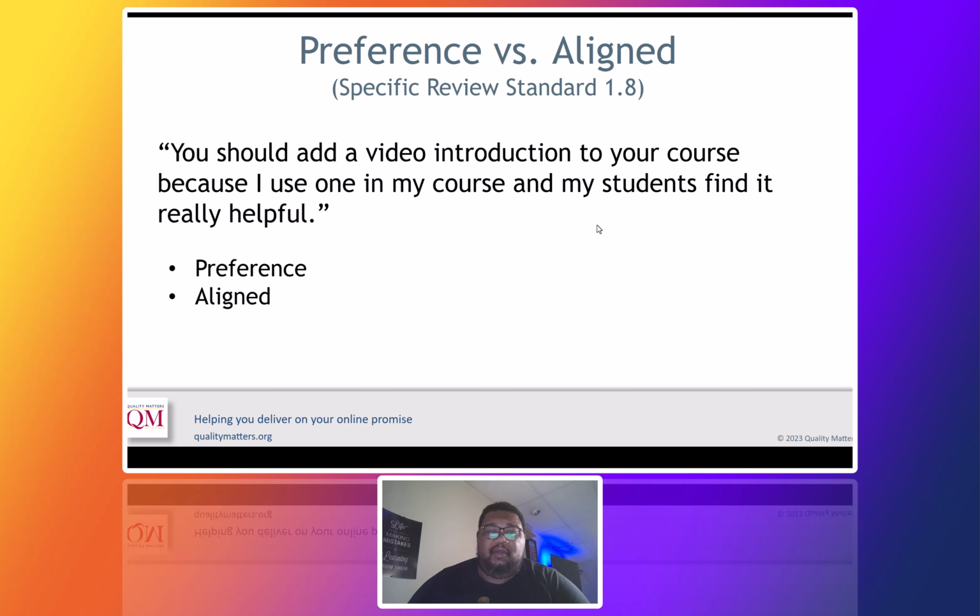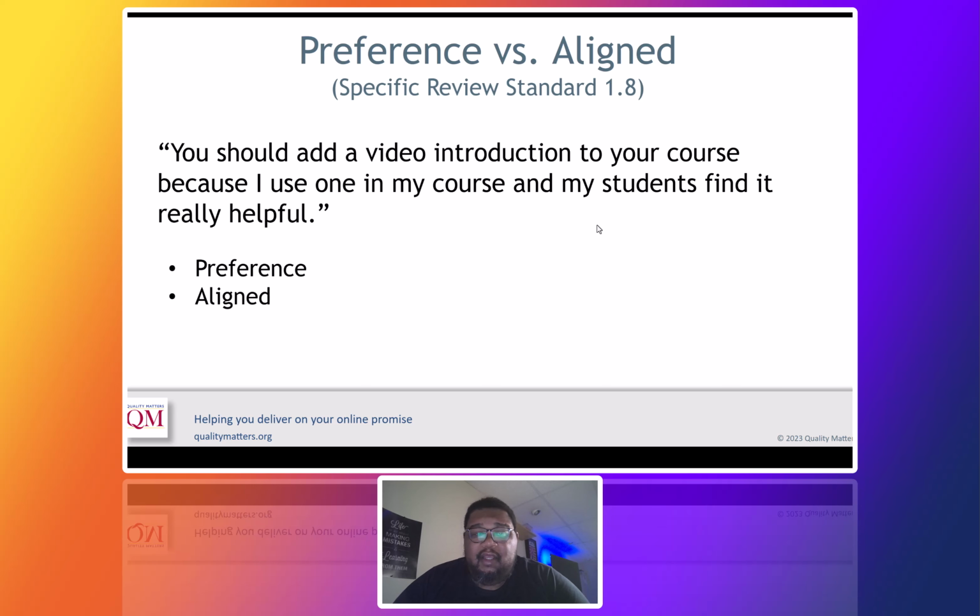So take a second to open your books to specific review standard 1.8 and briefly read that standard and its annotations. Now, go ahead and read the suggestion that's in front of you and decide whether that's a preference or aligned. So as you can tell, based on the annotation and rubric, this is a preference.